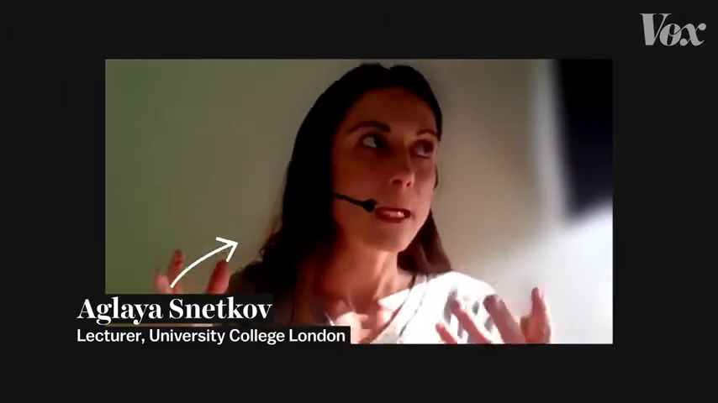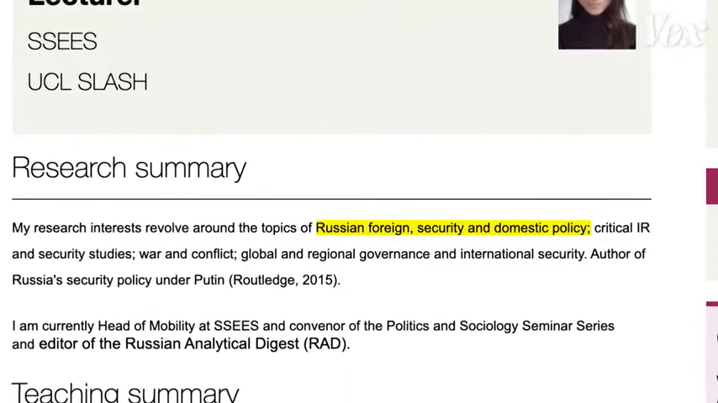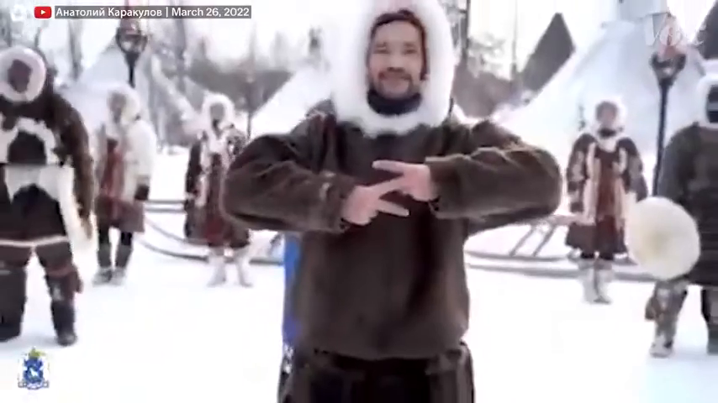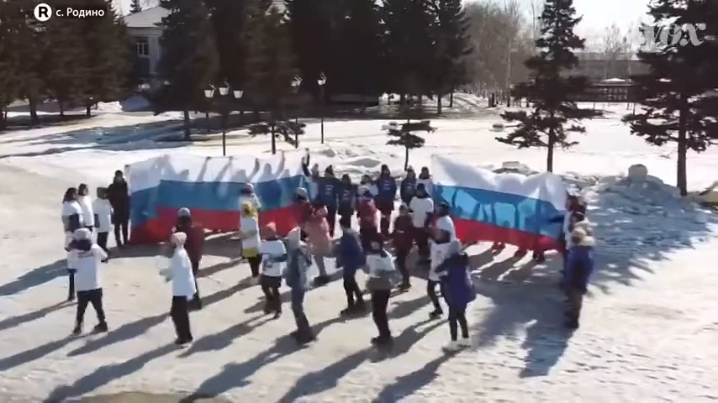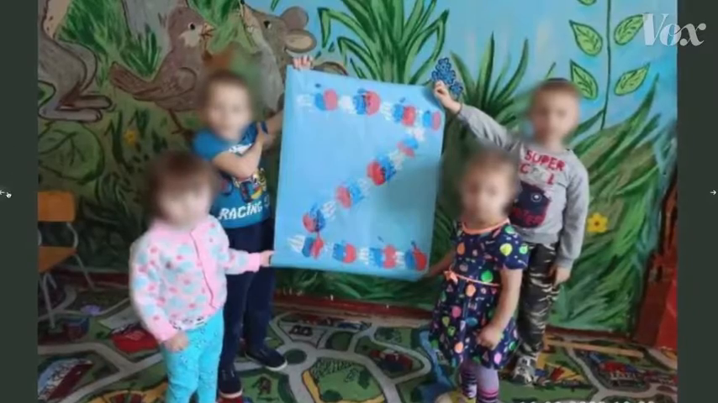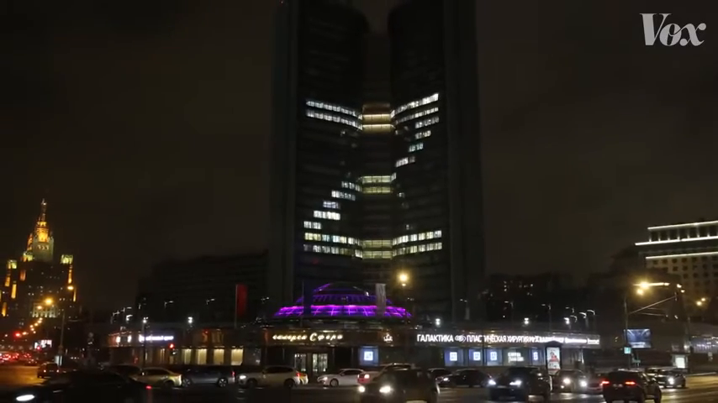That's Aglaya Snetkov. She's a lecturer on Russian foreign, security, and domestic policy at University College London. You increasingly have pictures which are so absurdly staged. It's obviously fake, but it sort of doesn't matter. So the pictures of the kids, for example, who can't even read and write, they obviously have no idea what the Z they're holding means or anything like that. But it sort of almost doesn't matter so long as you throw it out there.